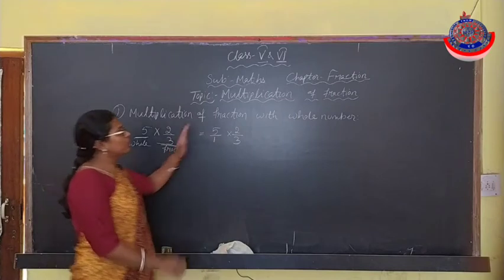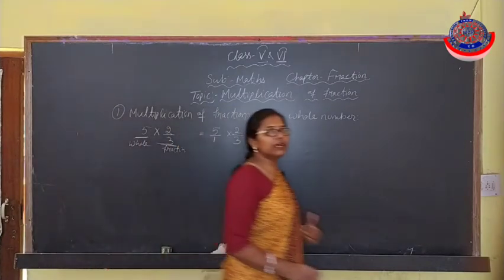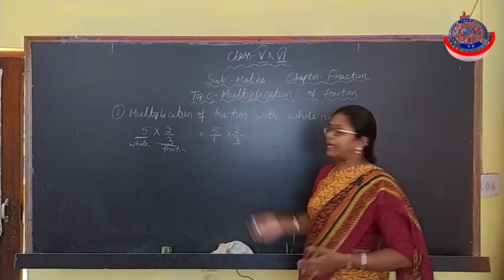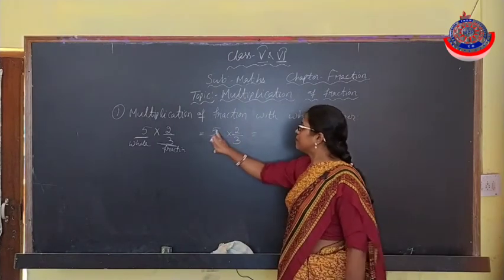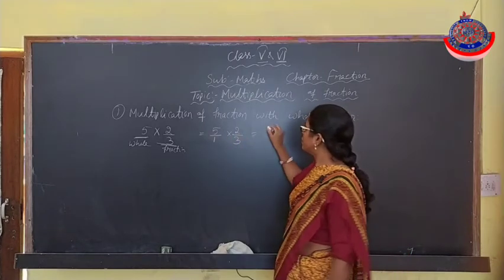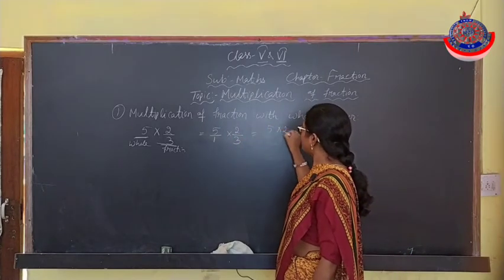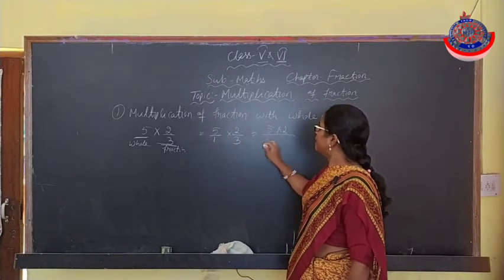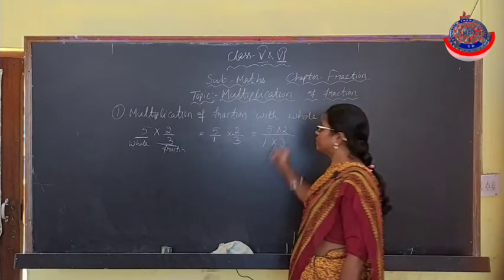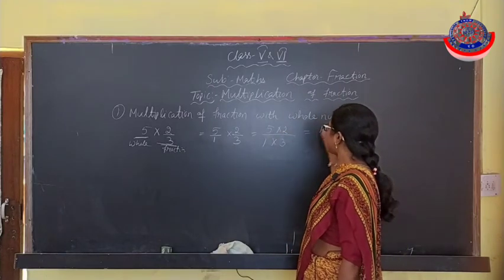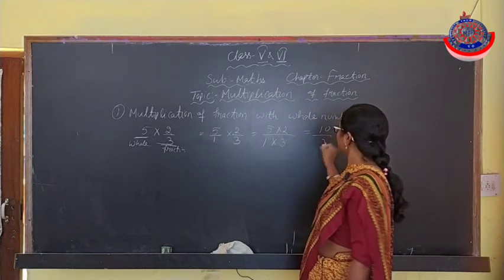Clear? Now both are in the fraction form. Then how to multiply? Just multiply both numerators and both denominators, like this. 5 into numerator with numerator and denominator with denominator. 5 into 2 by 1 into 3. What is 5 into 2? 10. 1 into 3? 3.